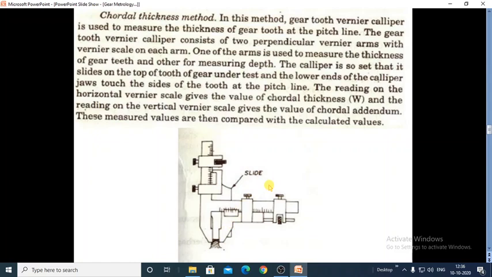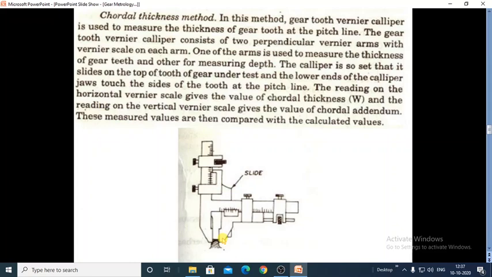The gear tooth vernier caliper is a measuring instrument used to measure the thickness of a gear tooth at the pitch line. It consists of two perpendicular vernier arms with a vernier scale on each arm. One of the arms is used to measure the thickness of the gear tooth under test, and the lower end of the caliper jaws touches the sides of the tooth at the pitch line.